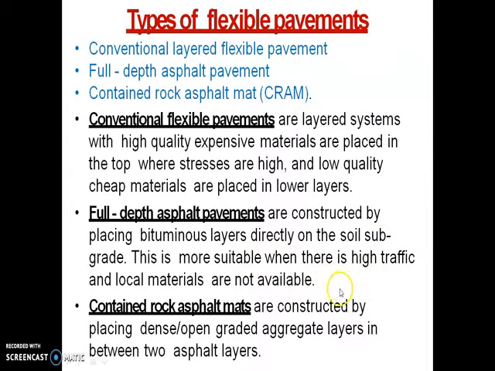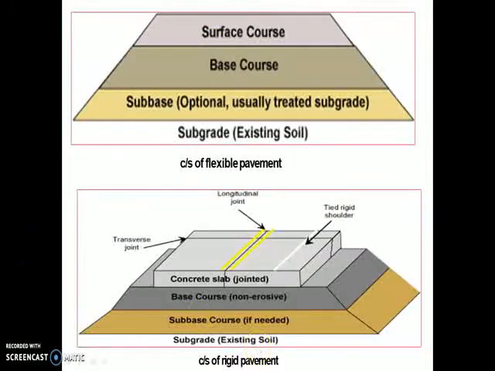Next one, surface course, base course, subbase. Usually subgrade, existing soils, cross-section of flexible pavements. Other one is longitudinal joints, transverse joints. This is the tied rigid shoulders, concrete slab jointed. Another one is surface course, existing soils, cross-section of rigid pavements. Okay. First diagram represents cross-section of rigid pavements.